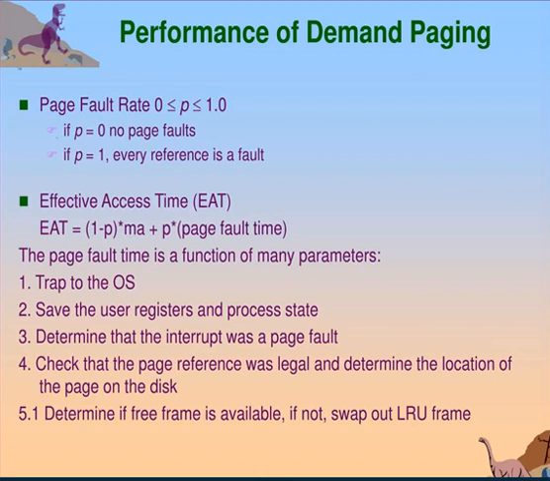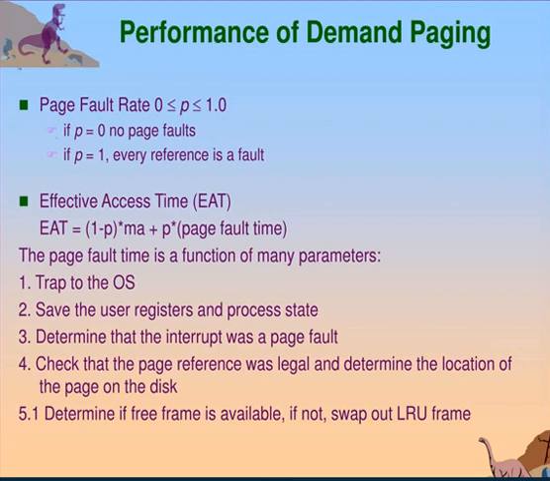The effective access time, that is EAT, can be calculated as: EAT equals (1 minus p) times ma, the memory access time, plus p times page fault time. To compute the effective access time, we must know how much time is needed to service a page fault. A page fault causes the following sequence to occur.